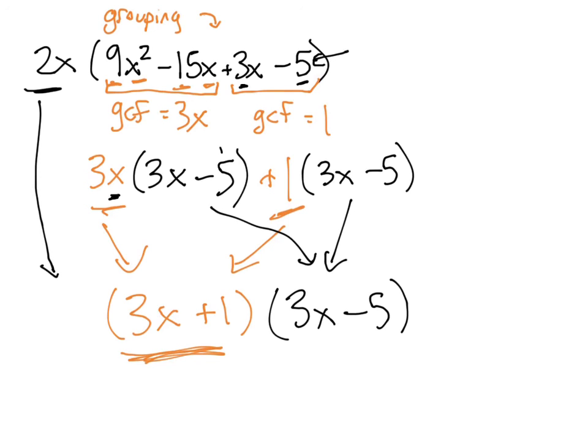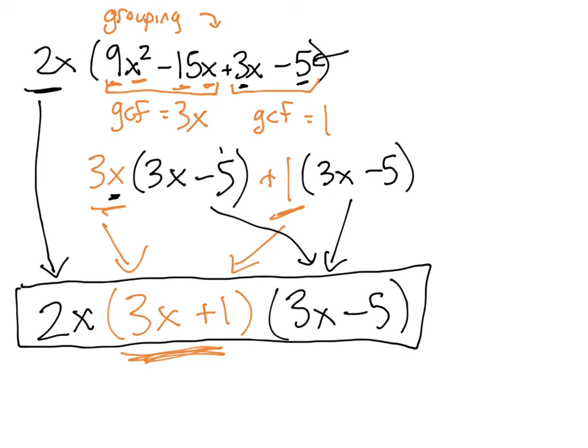And don't forget, we still have this 2x that we had factored out at the beginning of our problem. So that common factor will just remain outside of those other terms. And the final factorization of this polynomial is 2x times 3x plus 1 times 3x minus 5.